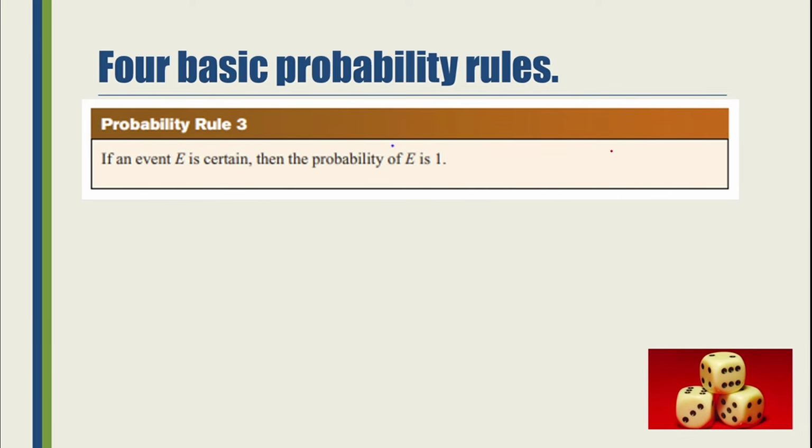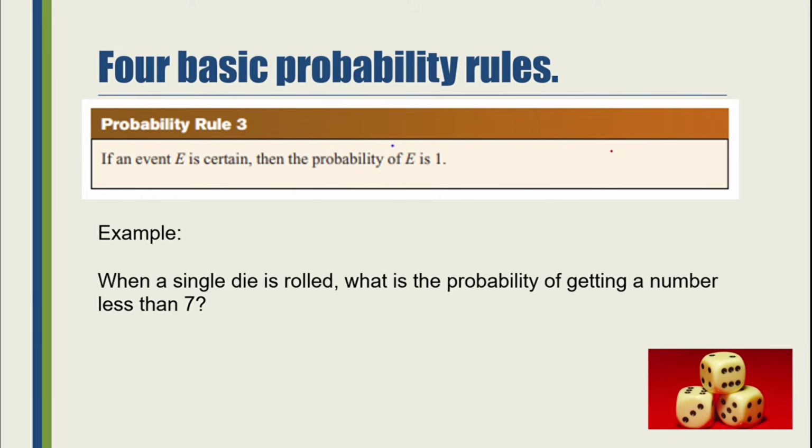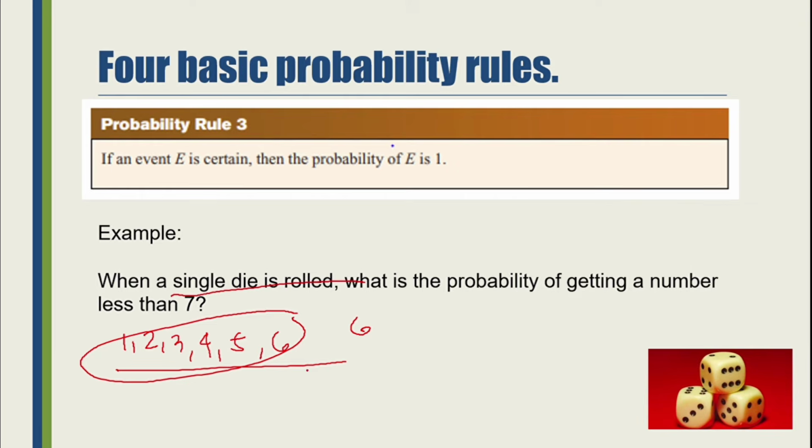Probability rule number 3: if an event is certain, the probability is 1. Example: when a single die is rolled, what is the probability of getting a number less than 7? A single die is rolled, so we have 1, 2, 3, 4, 5, and 6. These are all less than 7. So the sample space is 6. The probability of less than 7: the number of events that are less than 7 is 6, and the sample space is 6. Therefore, we have 1. This is what we call a certain probability.